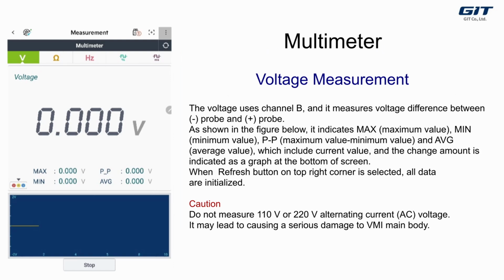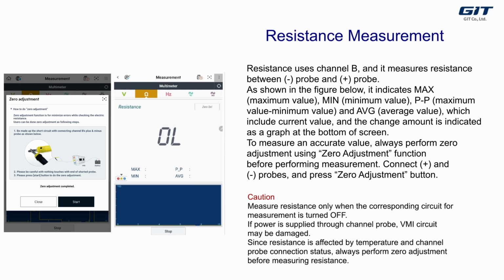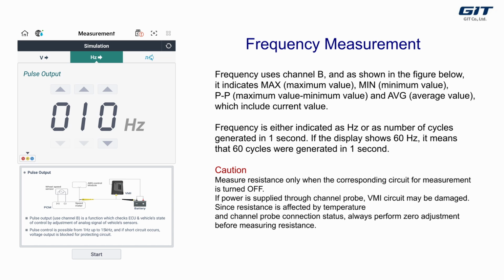The voltage uses channel B, and it measures the voltage difference between the negative probe and positive probe. Resistance uses channel B, and it measures resistance between the negative probe and positive probe. Frequency uses channel B, and as shown in the figure below, it indicates MAX, maximum value, MIN, minimum value, PP, and AVG, average value, which include the current value.